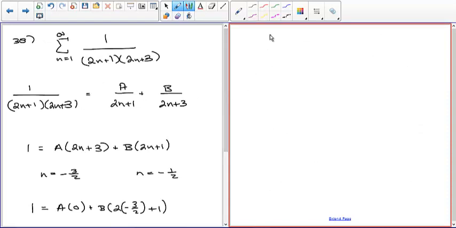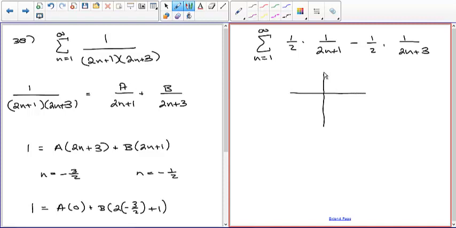So our original series is the summation from n equals 1 to infinity of, which one was positive? A. So it's going to be 1/2 times 1 over 2n plus 1 minus 1/2 times 1 over 2n plus 3. So that's the telescoping series. You could plug in the values of n starting at 1. The reason it starts at 1 is we couldn't use 1 in the previous example because it would make the denominator go to 0, which wouldn't work out too well.